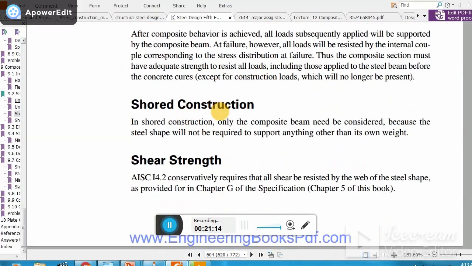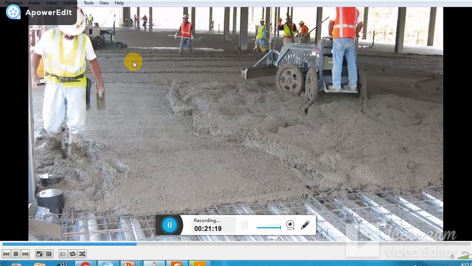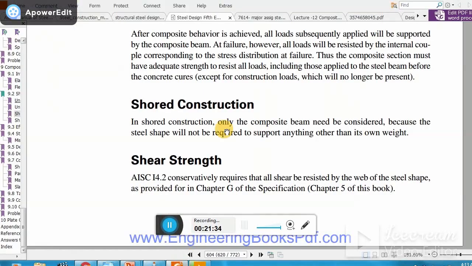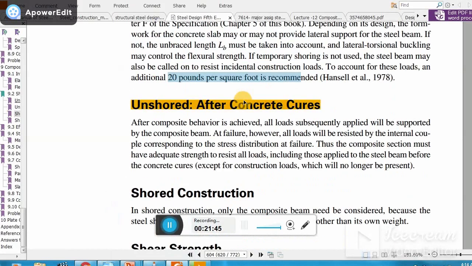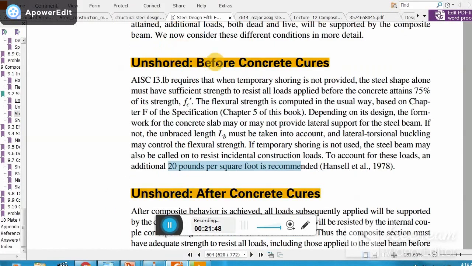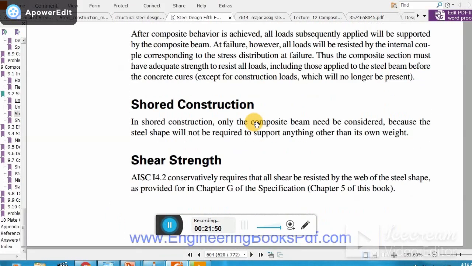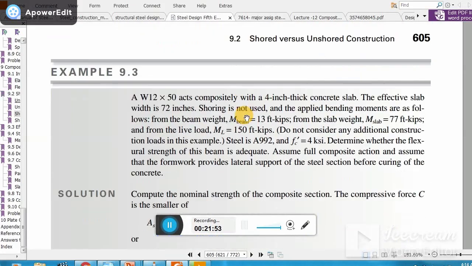In shored construction, the advantage is that we don't need to consider these machinery weights and the concrete slab loading before 28 days. But after 28 days, once your shoring is removed, the whole loads will be taken into account. Clear? But not the construction load. Construction load we consider only in this stage. Clear? So let us do an example, so that this theory becomes clear to you.